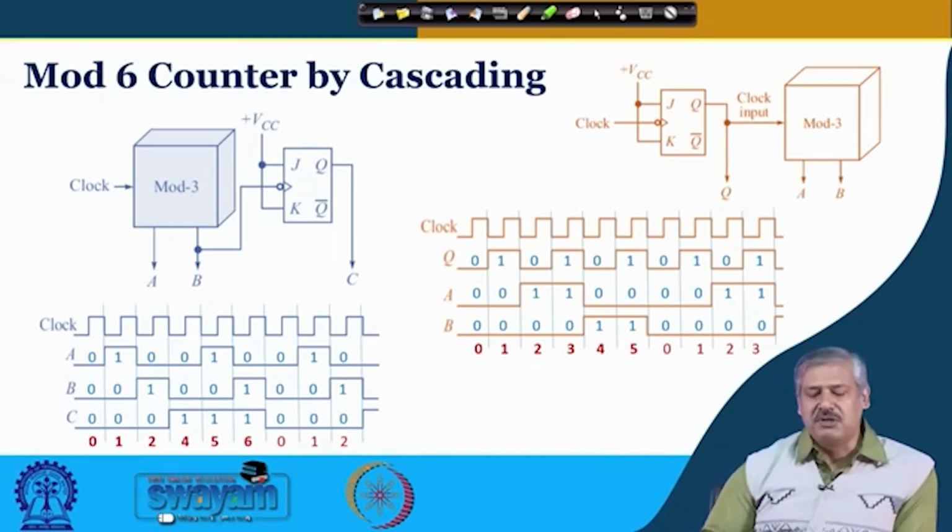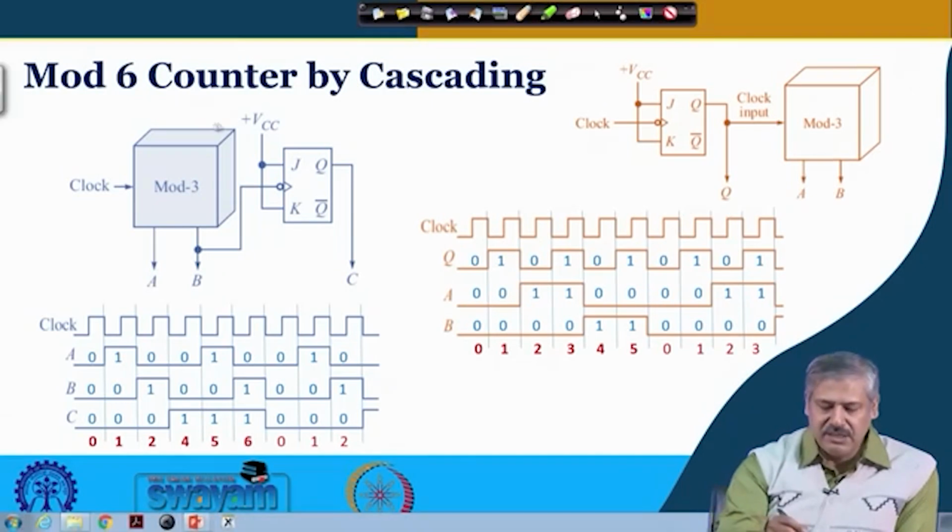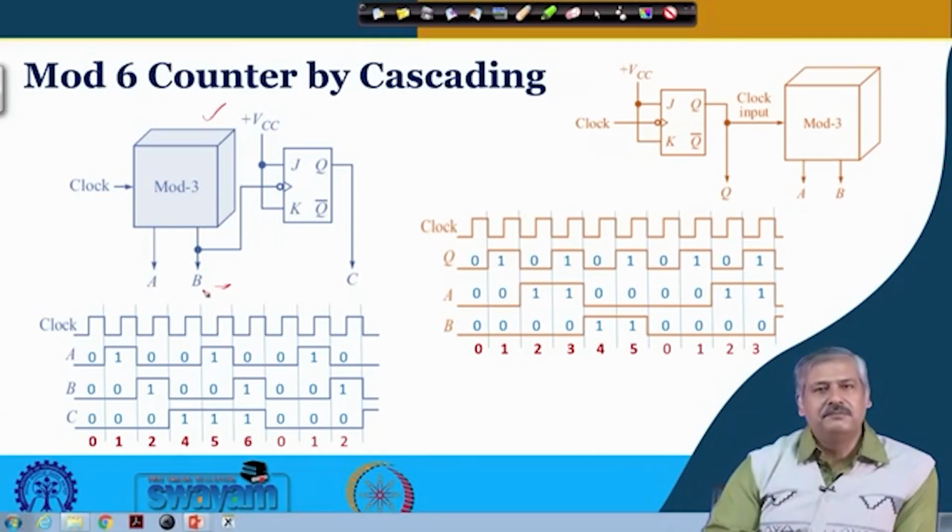So, that is the mod 2 counter. If mod 3 and mod 2 are put together, what happens? There are two arrangements. In the first arrangement, we first put the mod 3 counter, and the B flip flop goes high and remains high only for one clock period for every 3 clock pulses.